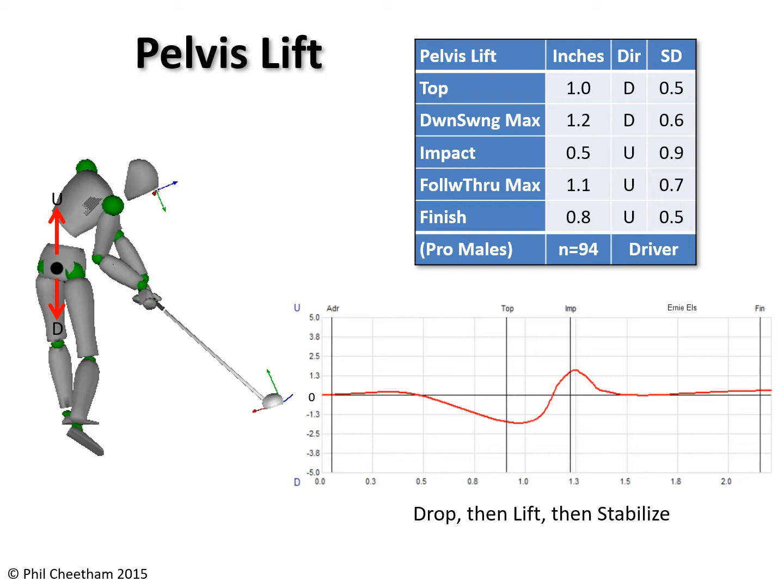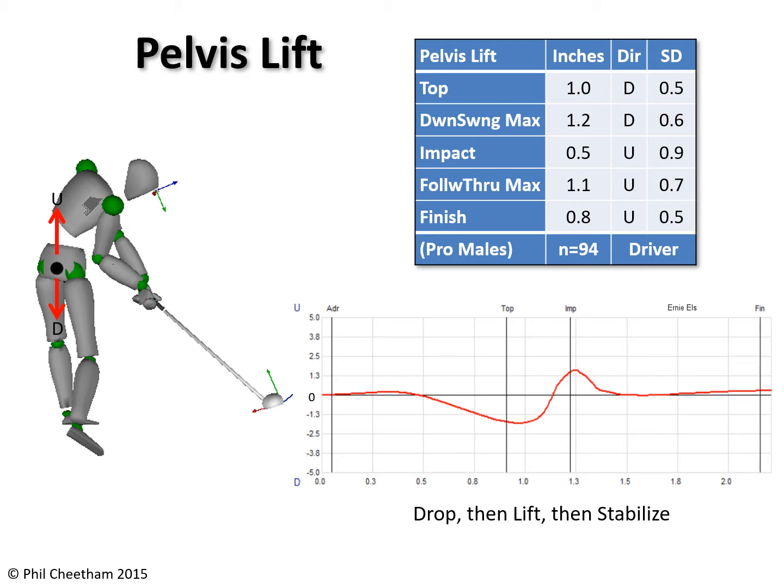The horizontal line is time in seconds. The black horizontal line is the zero lift value. The address position is set to 0. Above the line is positive, and that shows pelvis movement upward relative to the address position. Below the line is negative and shows pelvis movement downward relative to the address position.